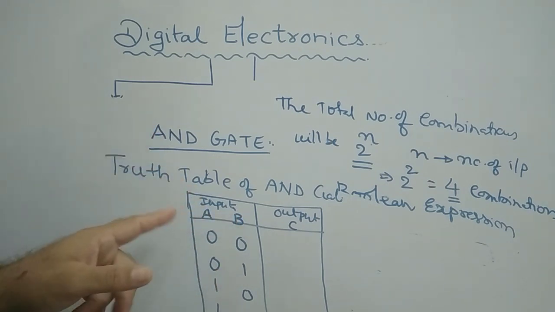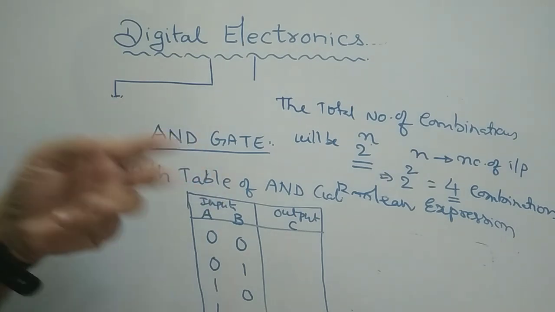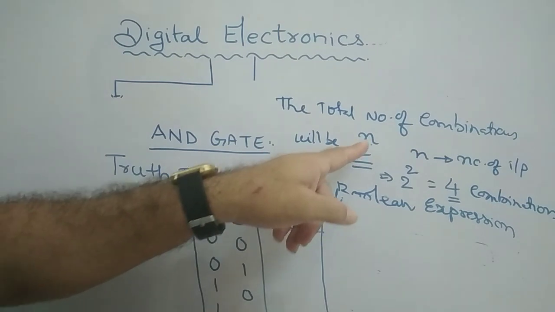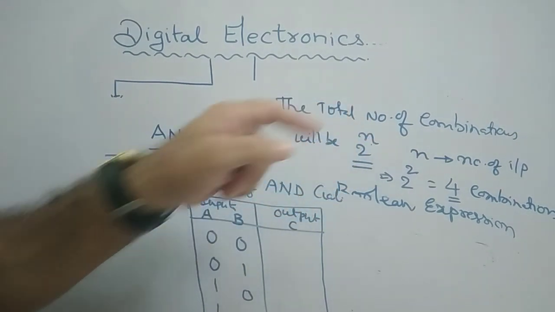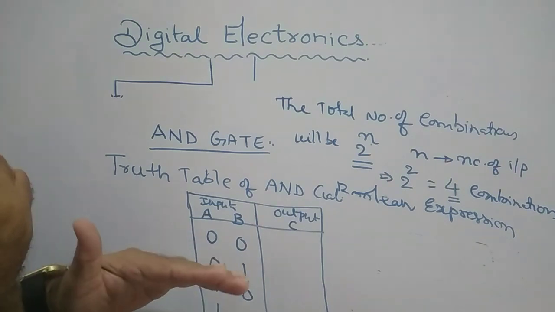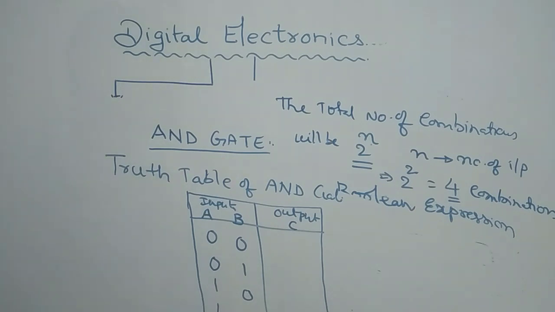For example, if the inputs are 3, say A, B, C, then how many combinations will come? 2 power n again. Substitute 3 for n, so 2 power 3 is 8. Instead of 4, you will get 8 combinations. We will see in the next presentation how it will be.